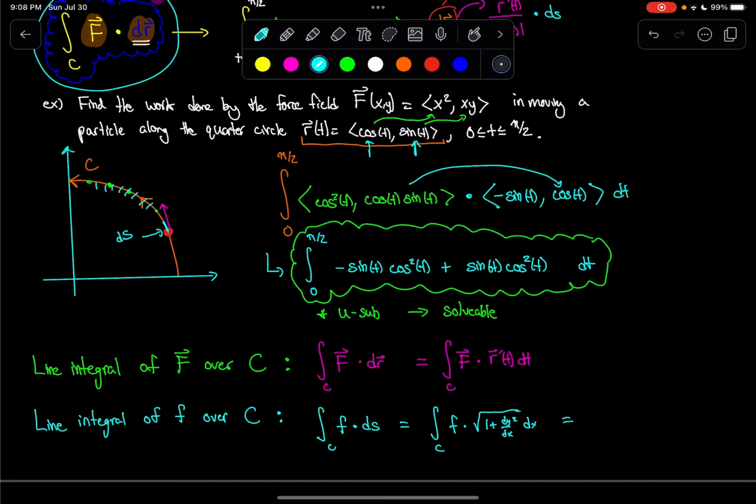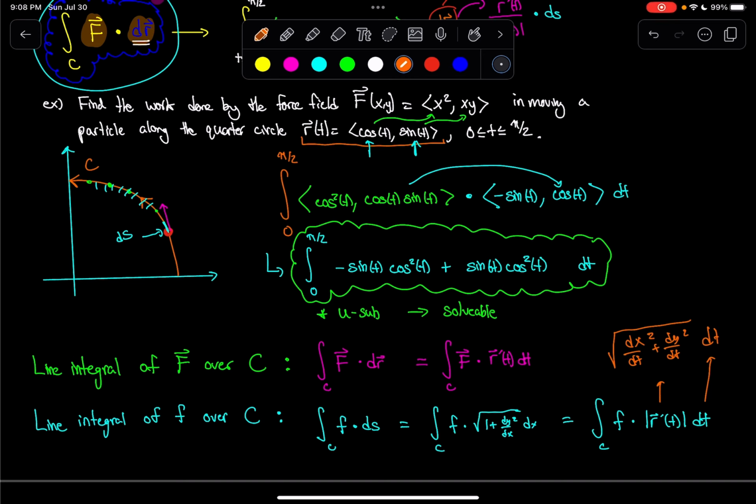Or if it was in terms of t, this is actually just f multiplied by, it turns out that if this is all parameterized in terms of t, we can simplify this to just be magnitude r prime of t dt, which isn't so bad. And again, that's because this is just the square root of dx dt squared plus dy dt squared, dt, from our last video.